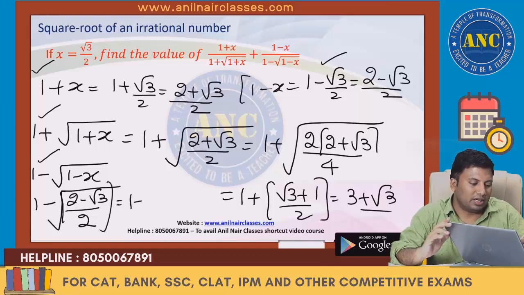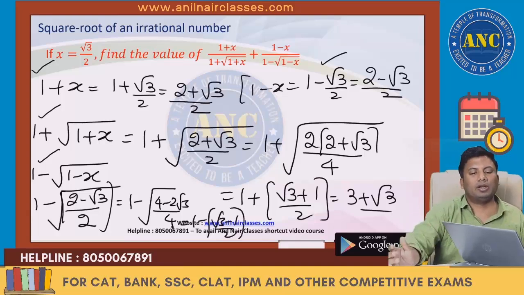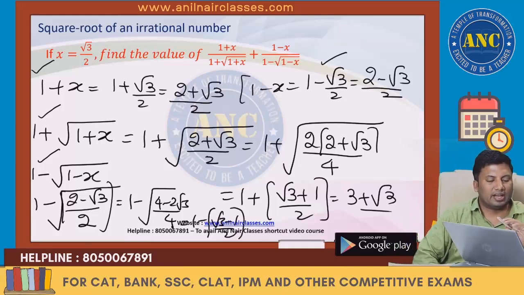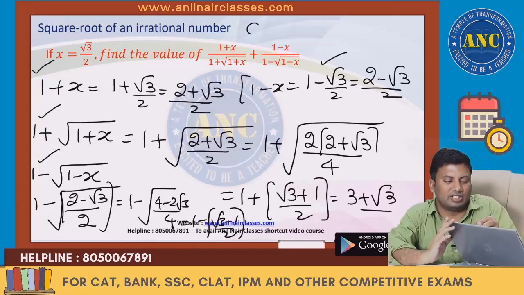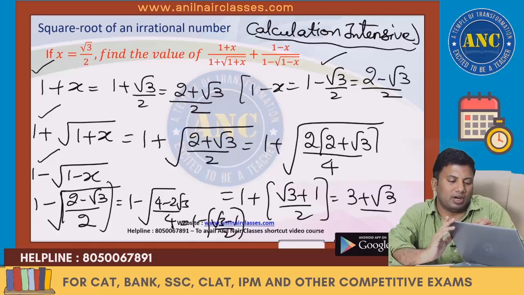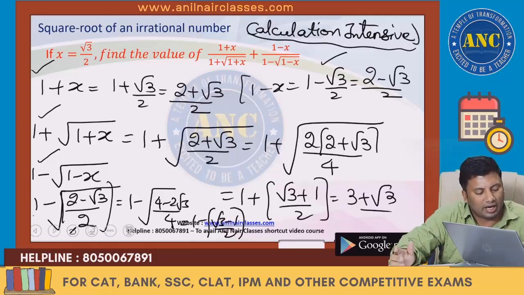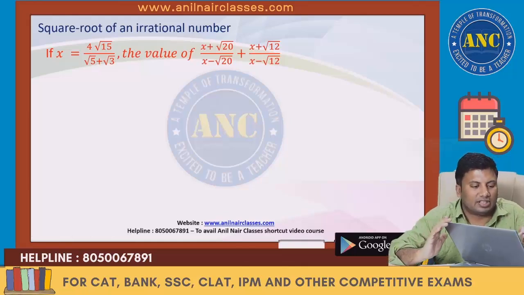This is nothing but 1 minus root of 4 minus 2 root 3 by 4. So it is nothing but 1 minus root 3 minus 1 by 2. Substitute, you will get the answer. I hope the idea is clear. A little bit calculation intensive. Slowly, carefully try to solve this question. Calculation intensive. I hope the idea is clear. Again, it is calculation intensive, right?